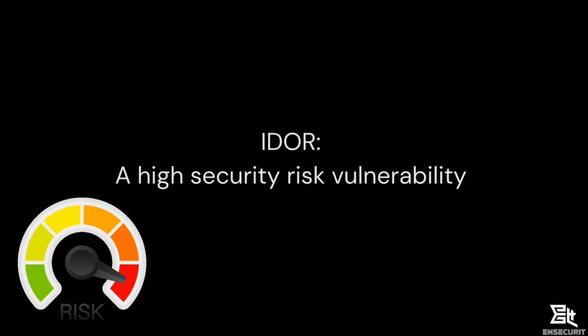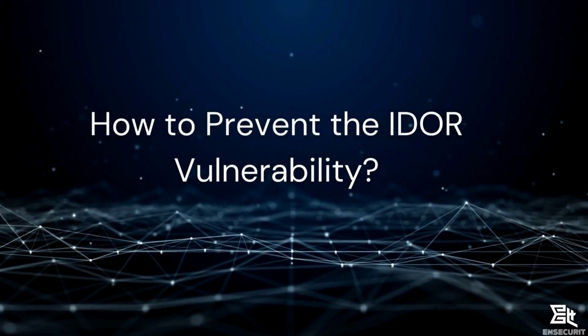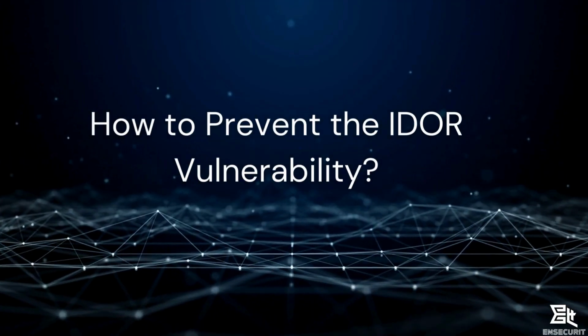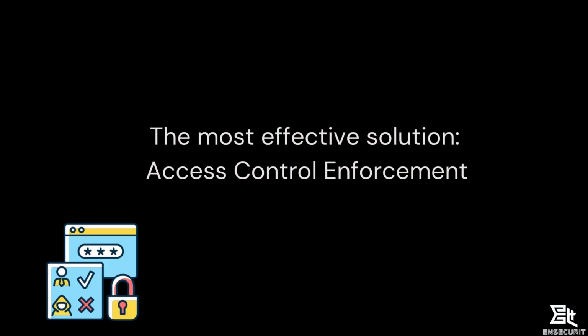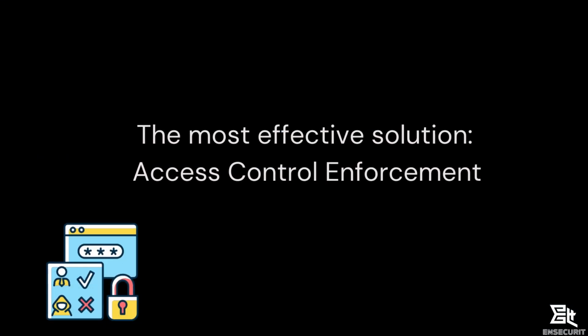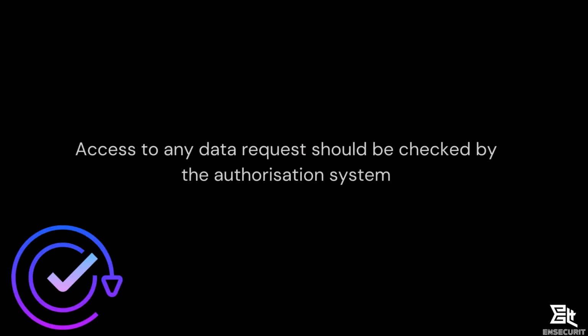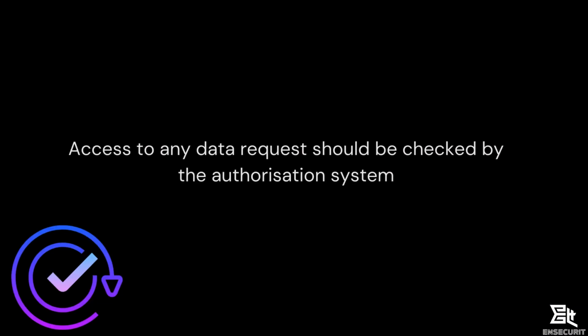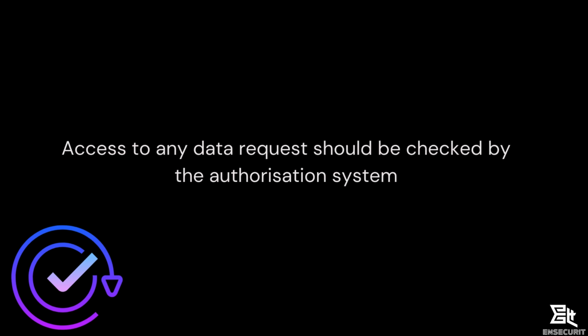And now let's talk about how to prevent this vulnerability. Obviously, the most effective approach is to enforce access control on the objects and data records that the user can access. The authorization system should check whether any request falls within the allowed action and then grant or deny the request.